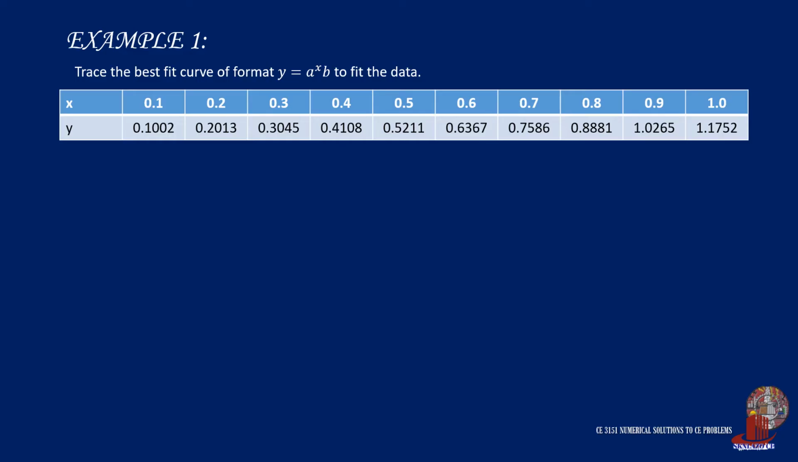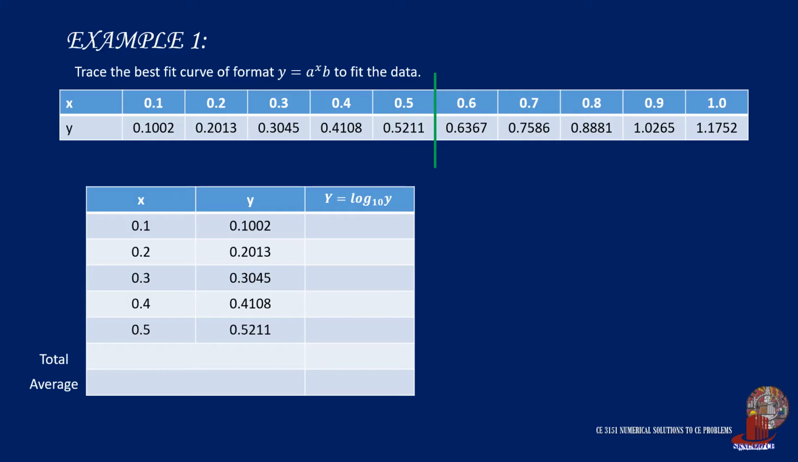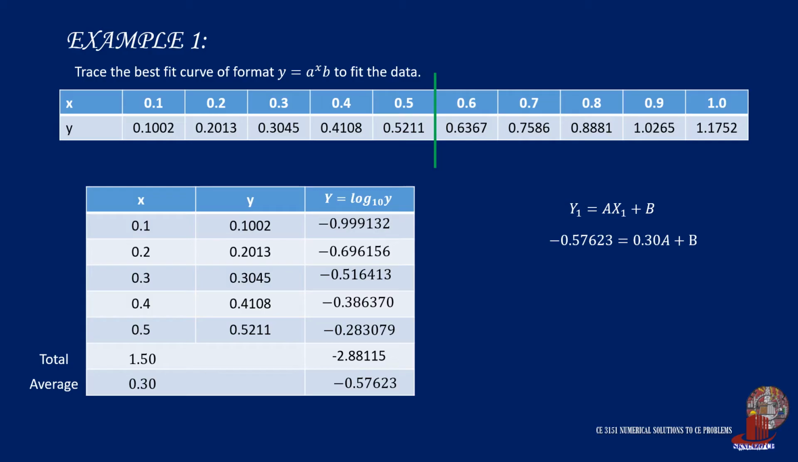The smaller groups taken after dividing the dataset into two would include a table with an additional column for capital Y, which is computed as the logarithm of y base 10. Complete the table and determine the total and the average. From those values of the averages, the first equation is identified as negative 0.57623 is equal to 0.30a plus b.